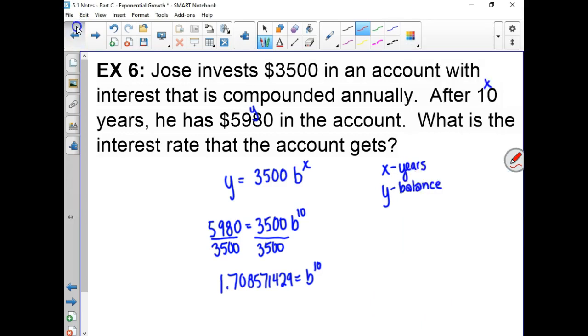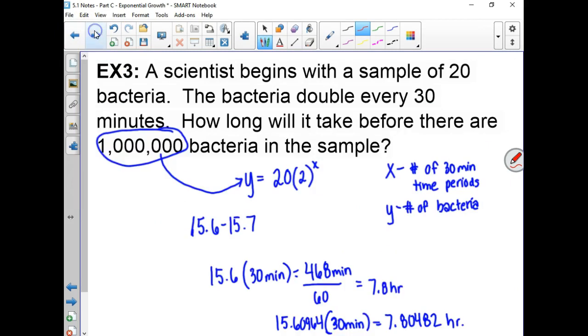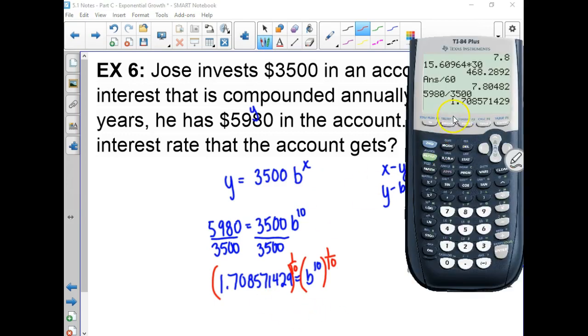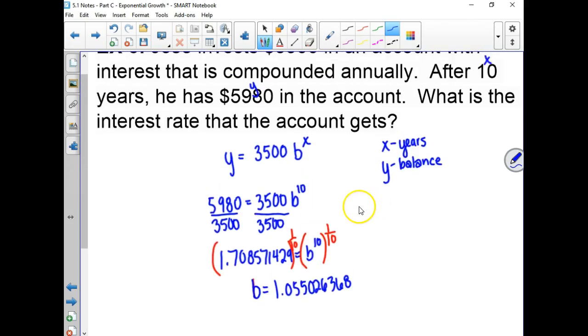Now, remember, if you look back to example 2, when we had something that's to the 28th power, we raised it to the 1 over 28th power. So here, if we've got something to the 10th power, we're going to raise it to the 1 over 10 power. So, in our calculator, we're going to take that number we just had and put it to the 1 over 10 power. And by doing that, we don't round, so we get our B is 1.055026368.